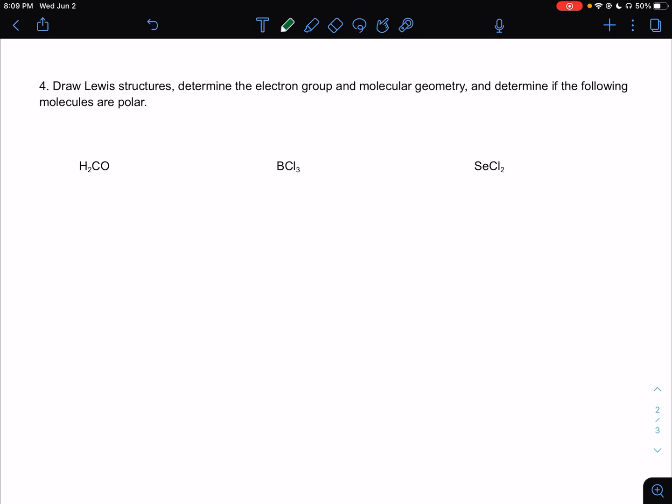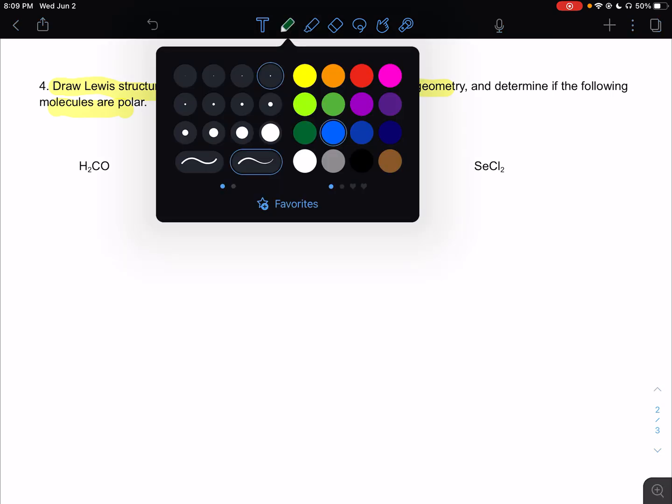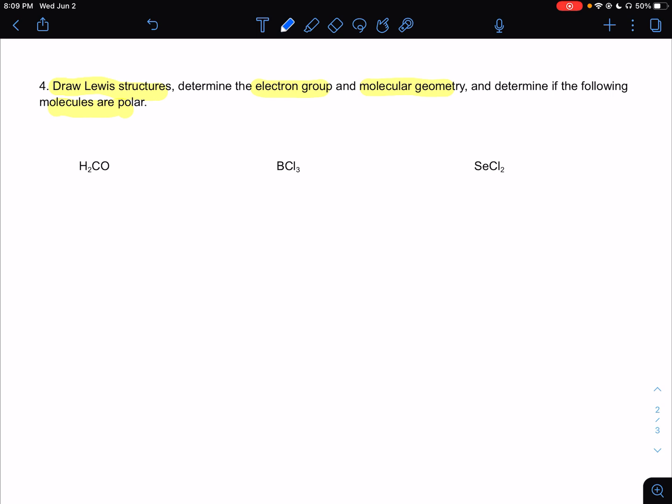And so now in our last problem, we have 3 more Lewis structures, and in this case we are asked to draw the Lewis structure, determine the electron group, molecular geometry, and determine if the molecules are polar. So first, it's Lewis structure time. So we're going to go through, and we have 2 electrons from hydrogen, 4 from carbon, 6 from oxygen for 12 electrons. Carbon's our central atom. So we're going to have hydrogen, hydrogen, oxygen. We've added 6 electrons. We need 6 more.